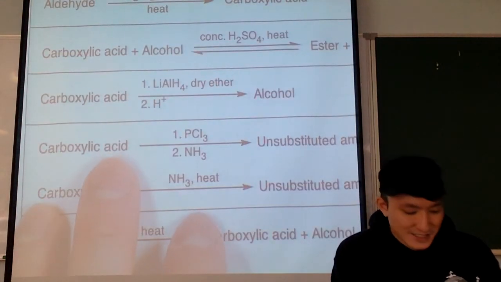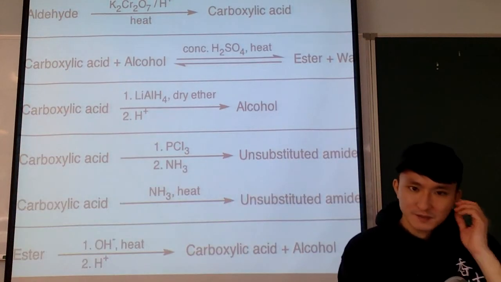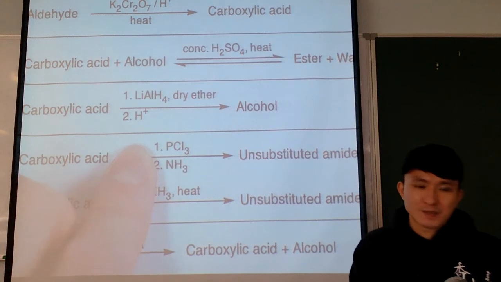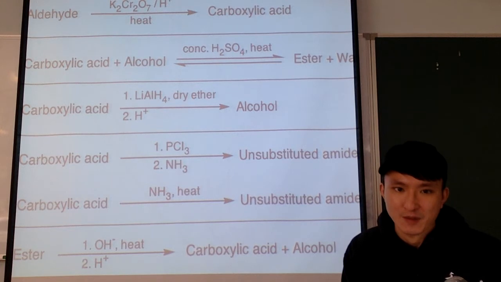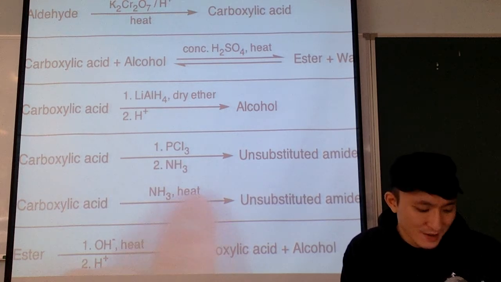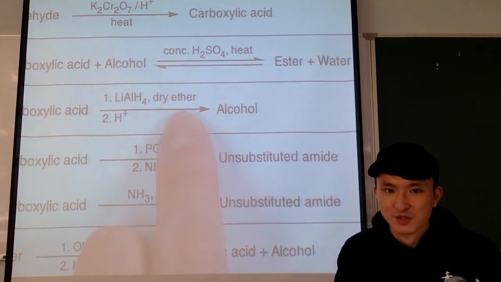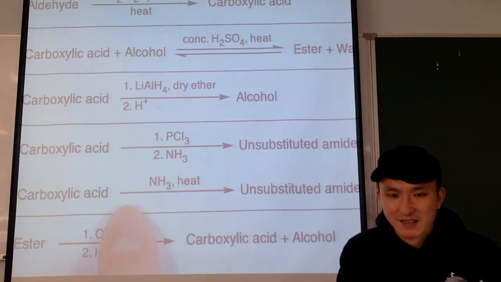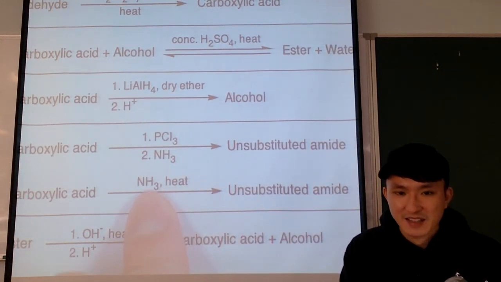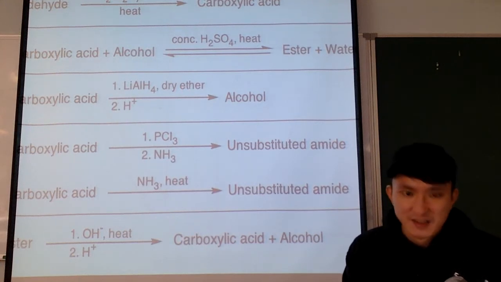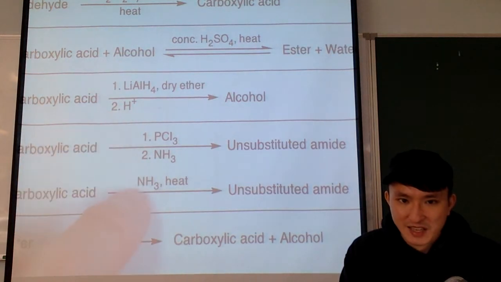And then carboxylic acid can be converted into unsubstituted amide by 2 methods. The first one, we will treat it with PCl3, which actually changes the carboxylic acid into acyl chloride, if you remember. And then we will substitute the acyl chloride by the ammonia, forming unsubstituted amide. So 2 steps. Carboxylic acid can also be converted into unsubstituted amide using ammonia gas with heating or ammonia solution with heating. Okay, so both methods you need to know. One requires heating, one does not.